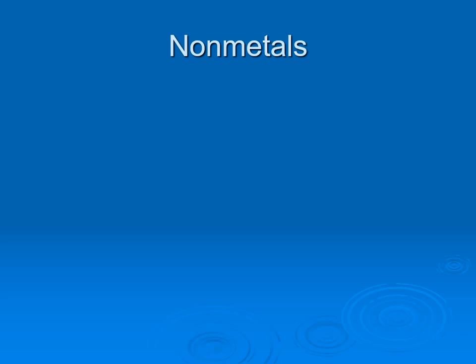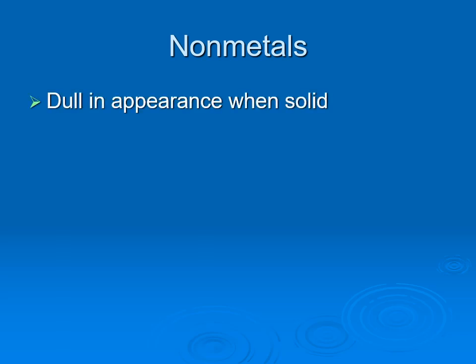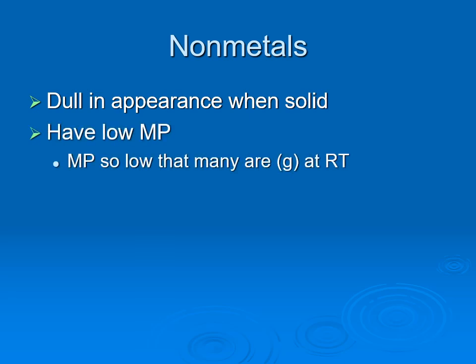So let's talk about the nonmetals. Essentially, if you want to know the properties of a nonmetal, take the properties of metals and just assume the opposite. So, nonmetals are very dull in appearance. They are non-lustrous. Nonmetals have low melting points. In fact, some melting points are so low that the nonmetals are already gases at room temperature, like nitrogen and oxygen, which we are breathing. Nonmetals have low densities. They're not really heavy.